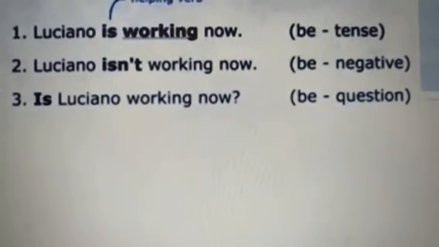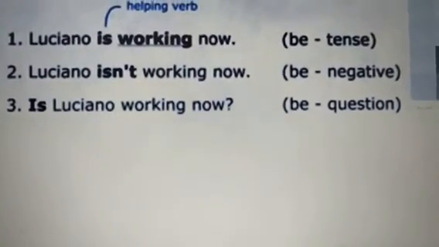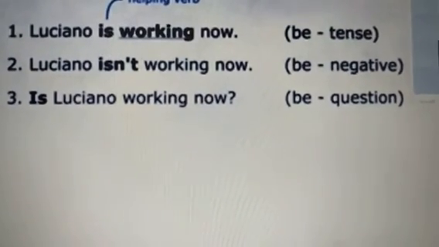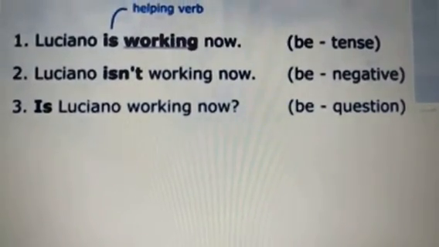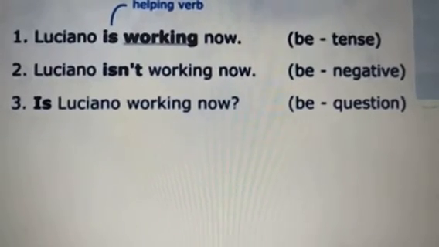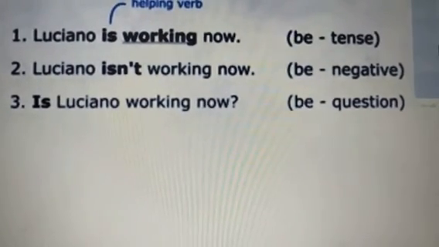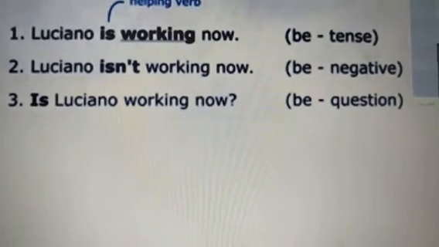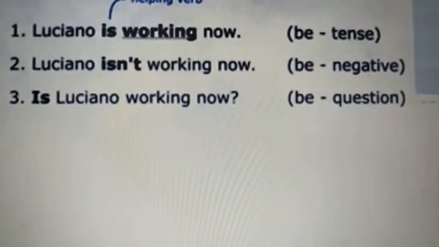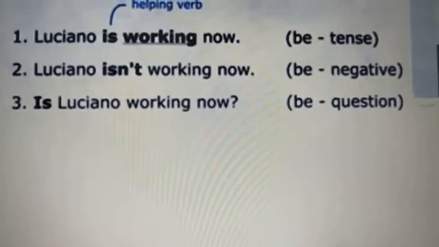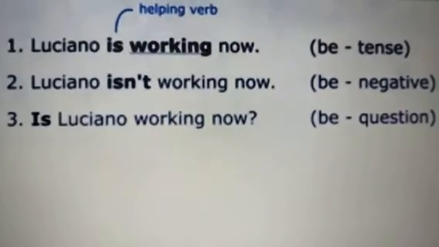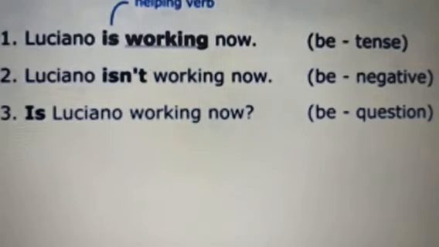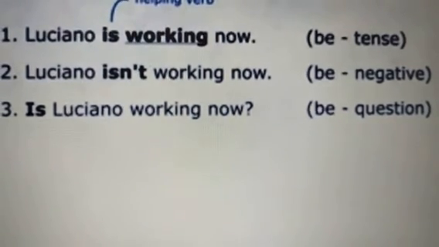Is is a helping verb that shows the tense of the sentence. We know that Luciano is working now because we said is. If I said Luciano was working, I'm talking about the past. So that helping verb is showing the tense, and that's one of the things that helping verbs can do. They can also help us to form negative sentences. For example, Luciano isn't working now. For questions, is Luciano working now?